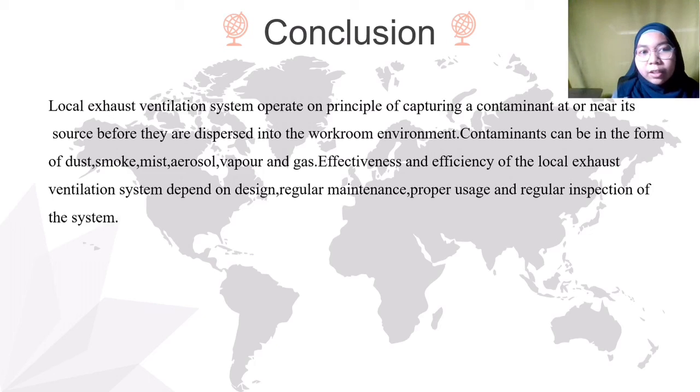For the conclusion, local exhaust ventilation systems operate on the principle of capturing a contaminant at or near its source before it is dispersed into the workroom environment. Contaminants can be in the form of dust, smoke, mist, aerosol, vapor, and gas. Effectiveness and efficiency of the local exhaust ventilation system depend on design, regular maintenance, proper usage, and regular inspection of the system.